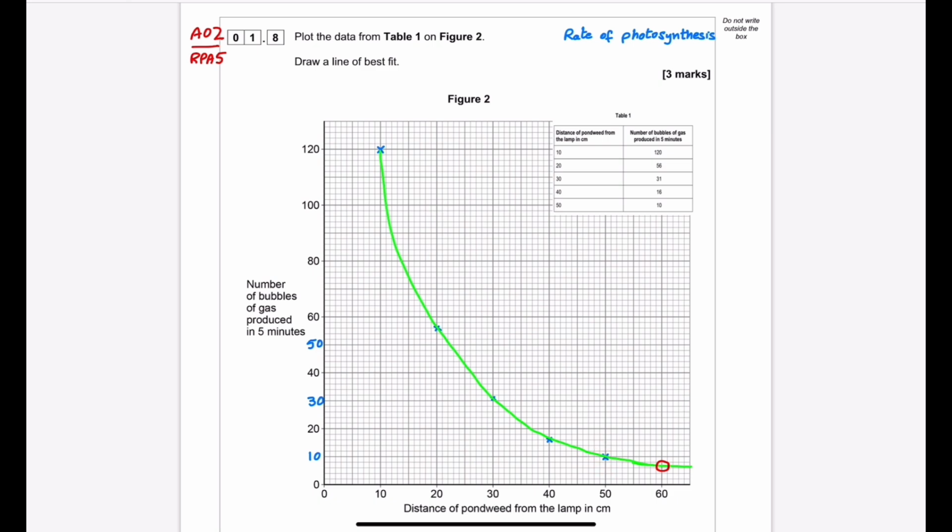So we need to draw a line of best fit. A lot of students usually make a mistake by drawing a straight line from this point to this point, and they are unable to score full marks. The line of best fit in this case is a curved line passing through these points.